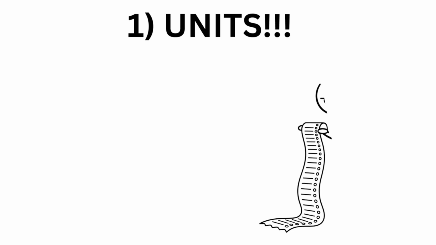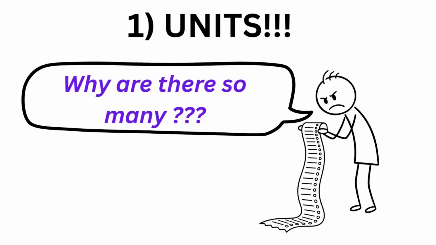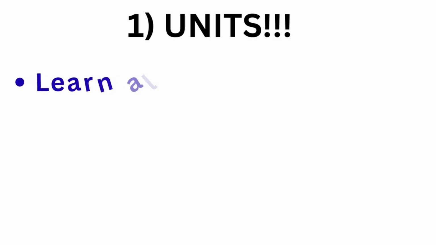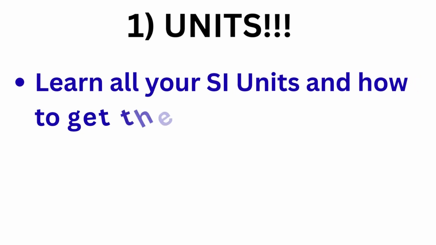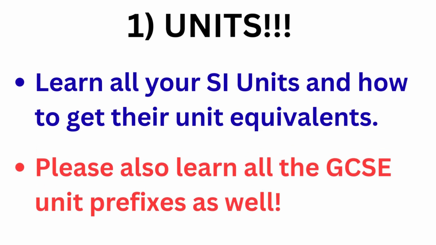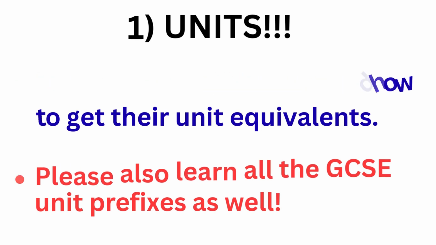Number 1. One of the worst mistakes costing students marks in their exams is units. First of all, learn all your SI units and how to get their unit equivalents because all the equations you use in your datasheet are going to rely on these units. You also need to learn all of the unit prefixes that you will come across in GCSE physics so that you can convert to base units no matter what the exam throws at you.